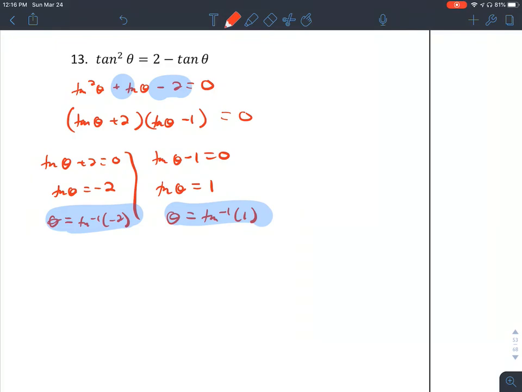When is tangent 1? Well, it's positive in quadrants 1 and 3. In order to be 1, that means that my reference angle has to be pi over 4. So theta is pi over 4. That's from here to here. And then from here to here, it's going to be 5 pi over 4.